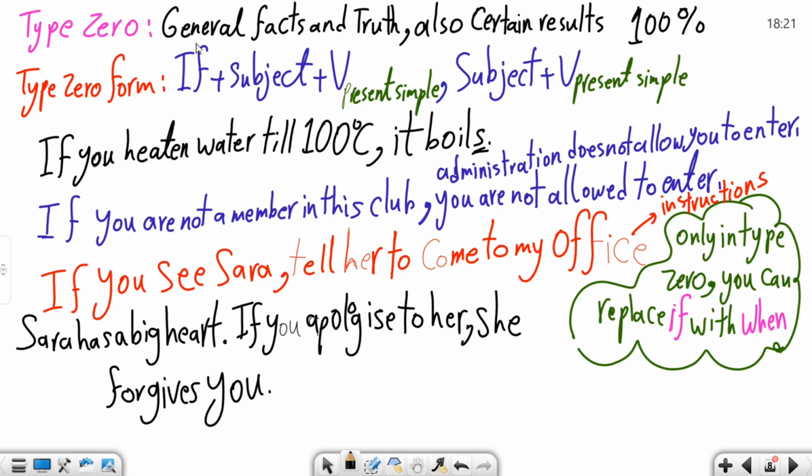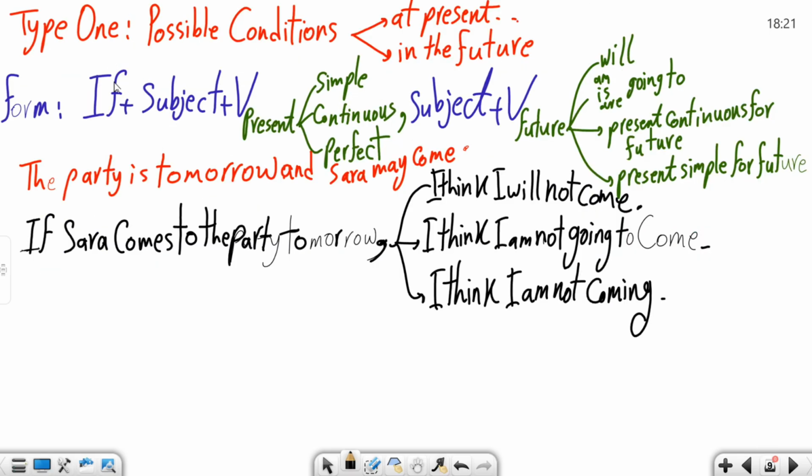We talked about type 0, and we said that we start numeration from 0. Type 0 is used to talk about general facts and truths. And then we talked about type 1, which is used for possible conditions at present and in the future. We gave some examples, and we said that in this type of conditional sentences, we use the present simple, continuous, and perfect. And for the main or result clause, we use the future.